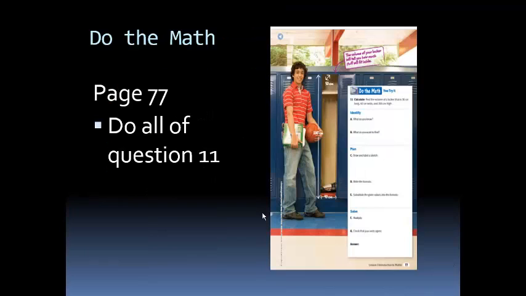Do page 77, all of question number 11. It's going to walk you through this step by step, figuring out the volume of this locker, which is a rectangular solid. So you can use your length times width times height formula.